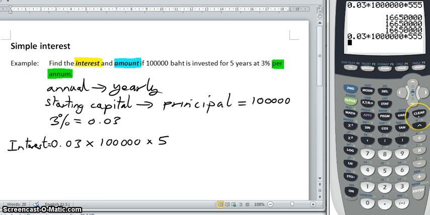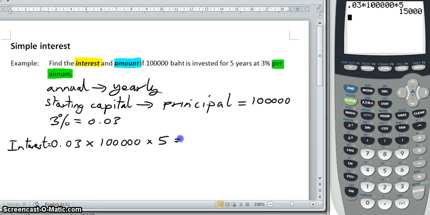Alright, let's clear all that. Let's just start again. Apologies for that. Alright, so 0.03. We're going to multiply that by 100,000. Get it right this time. There we go. And then we're going to multiply that by 5 years, and that should give us a better value. Alright, this is then 15,000 baht.